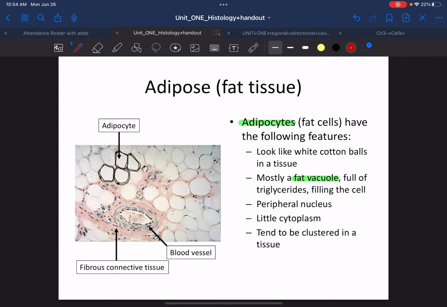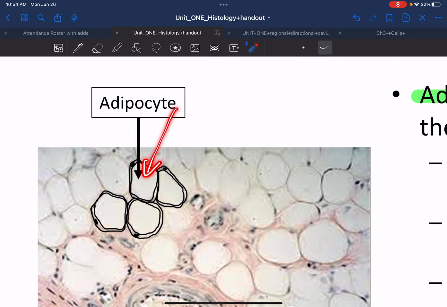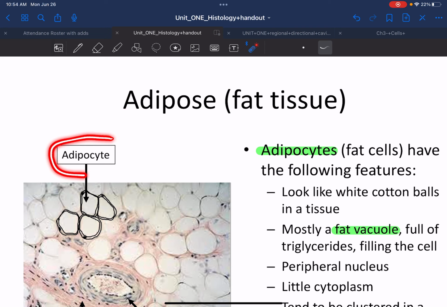And that's it. So for the exam, the only thing that they'll probably do is ask you to name or ID the cell. If they ask you to ID the cell, you are answering adipocyte. But if they say ID the tissue, what are you answering? Adipose. That's a clear distinction. It would be wrong if you wrote the tissue as adipocyte. The name of the tissue is adipose, and the name of the cell is adipocyte.